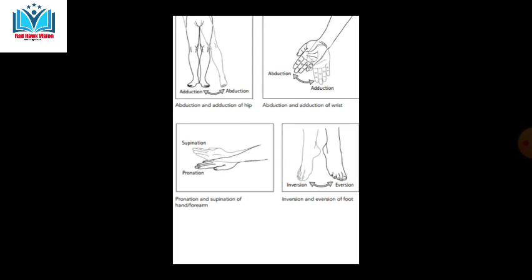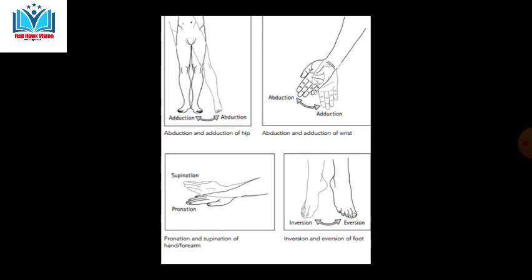Next, we have an example of adduction and abduction of the hip and of the wrist. I've said that abduction refers to a movement away from the midline. You can see it, example of the wrist, example of the hip. Adduction refers to a movement towards the midline. You can see it.